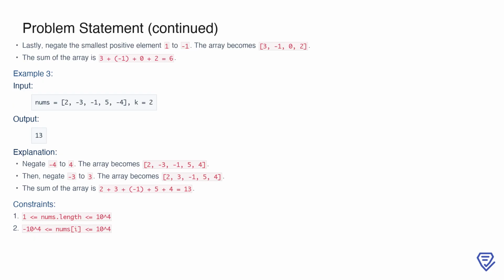In the third example, the input is nums equals 2, -3, -1, 5, -4, and k equals 2. This time, we are allowed 2 negation operations. First, we choose to negate -4, turning it into 4, which results in the array 2, -3, -1, 5, 4. Next, we negate -3, turning it into 3, giving us the updated array 2, 3, -1, 5, 4. Adding up all the elements, we get 2 plus 3 plus -1 plus 5 plus 4, which equals 13. Thus, the output for this example is 13.